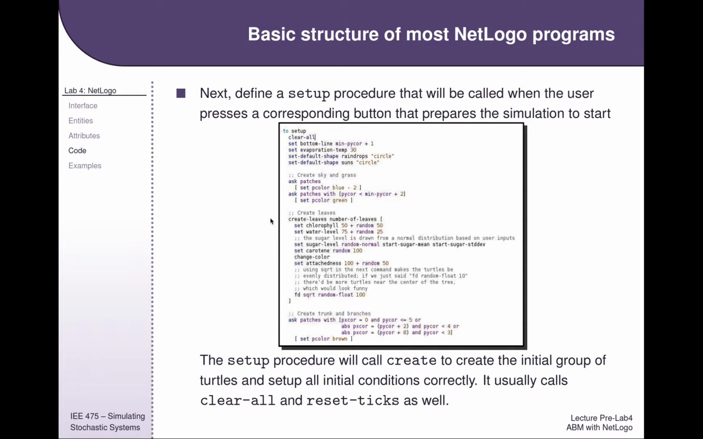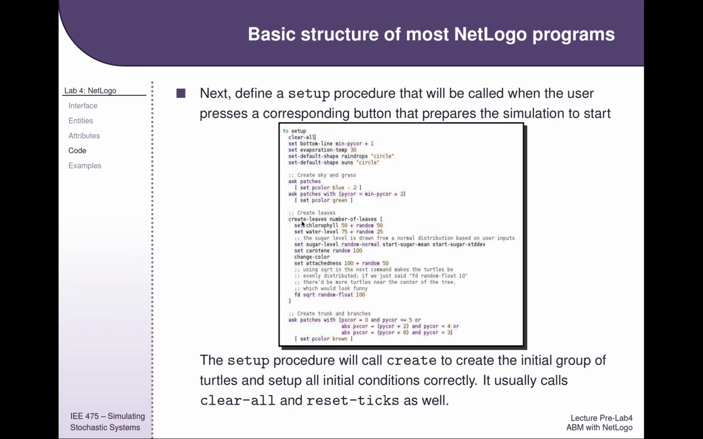And so I won't go through their setup procedure, but it does things like set that bottom line parameter to just above the minimum y coordinate of the world. It sets the evaporation temperature to 30, and those are set and forget. But it does other important things, and this is usually what you see in a setup procedure: it creates the agents. You can create agents along the way, but a bulk of your agents end up getting created in the setup procedure.